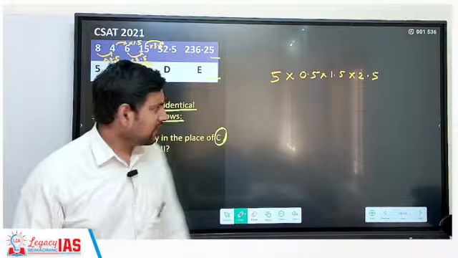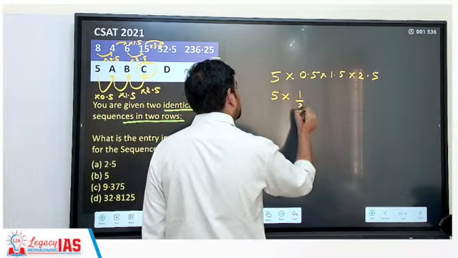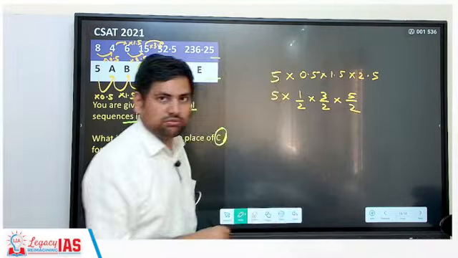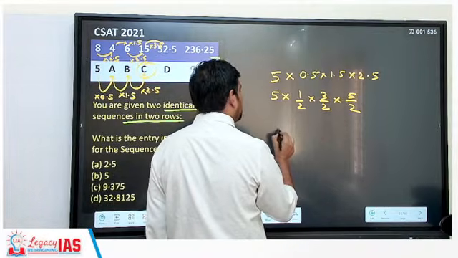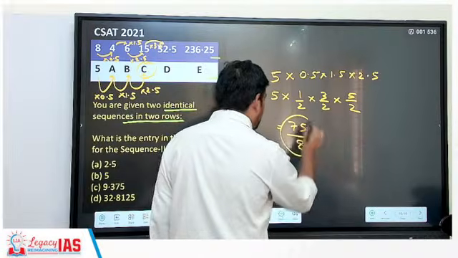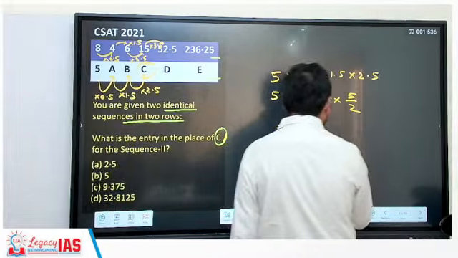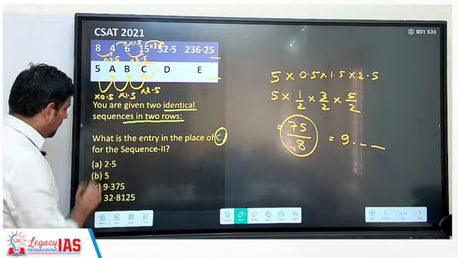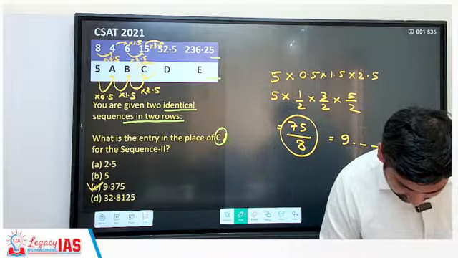Now I can also write it in fraction form. So 0.5 is 1 by 2, 1.5 is 3 by 2, 2.5 is 5 by 2. Correct? The answer becomes what? 5 3s are 15, 15 5s are 75 by 2 2s are 4, 4 2s are 8. 75 by 8, what do you get? 75 by 8 is approximately, 8 9s are 72, 9 point something. You don't even need to divide fully. Only option C has 9 point something. So this becomes your answer.